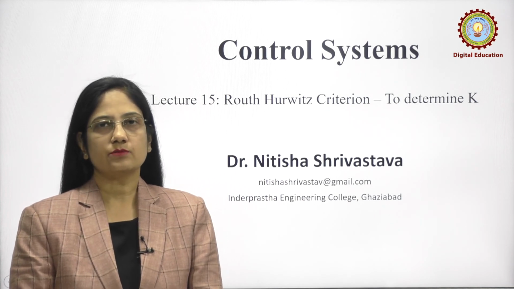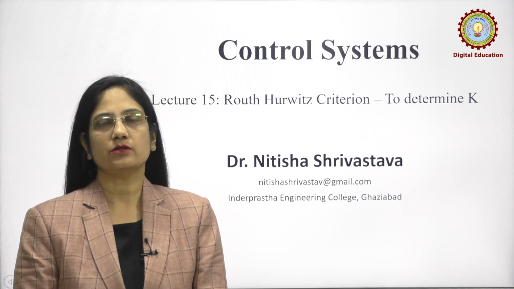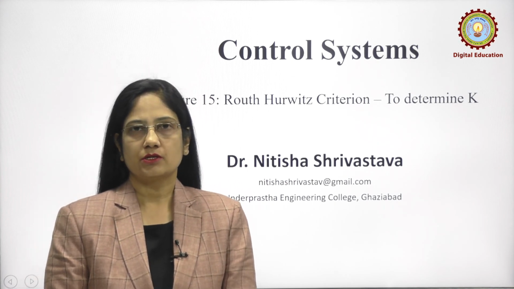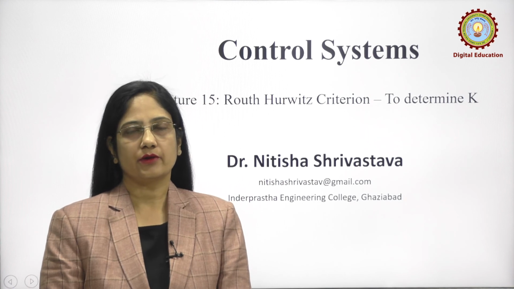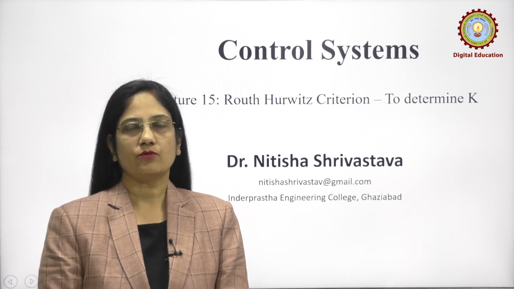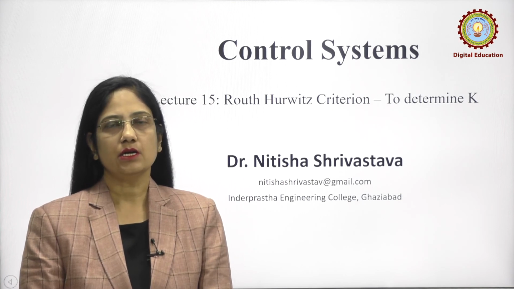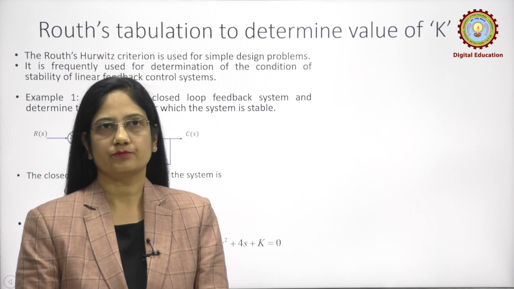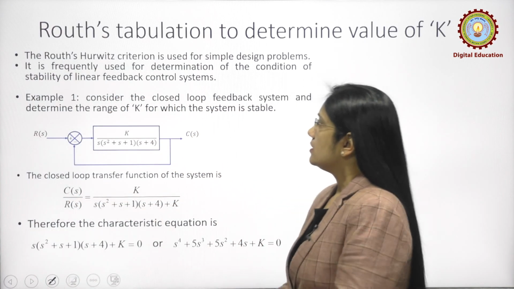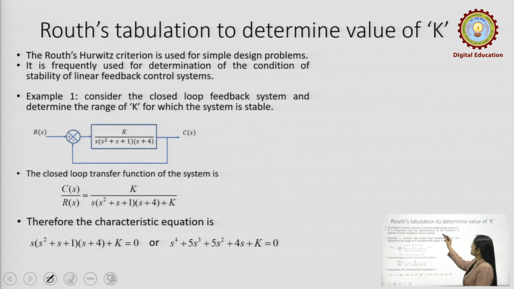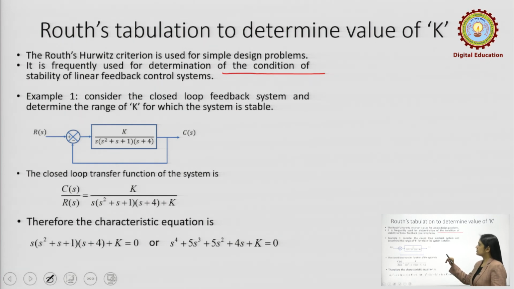In control system design problems, we can use this Routh Hurwitz criterion to determine the range or the limits of k for which the control system will remain stable. This is used in simple control system design problems. It is frequently used for determination of the condition of stability of linear feedback control systems. So, Routh Hurwitz criterion is used basically to determine the stability of linear feedback control systems.